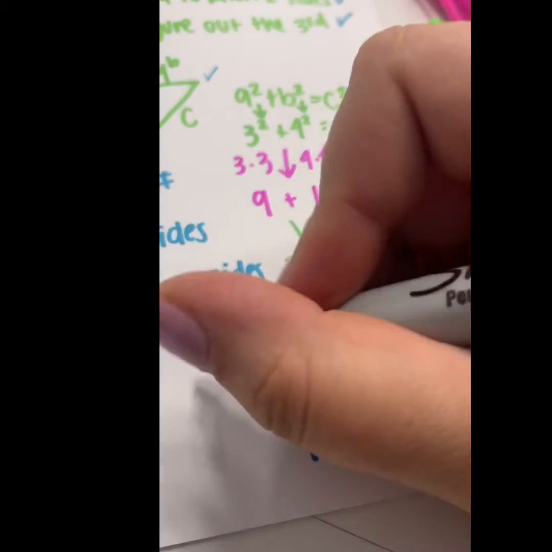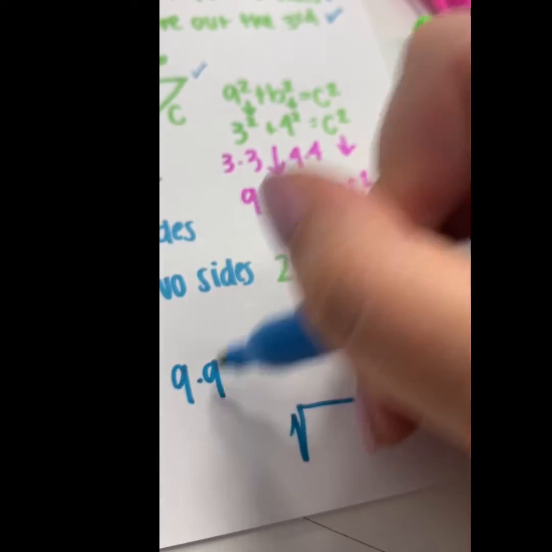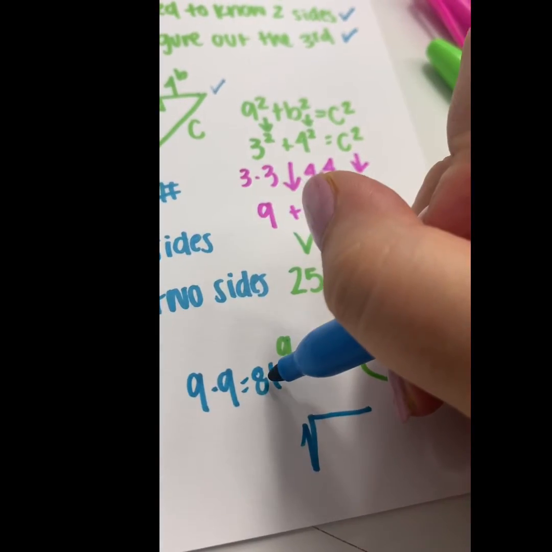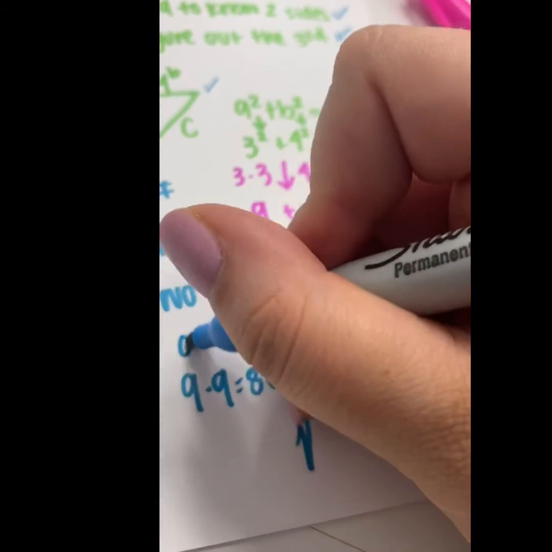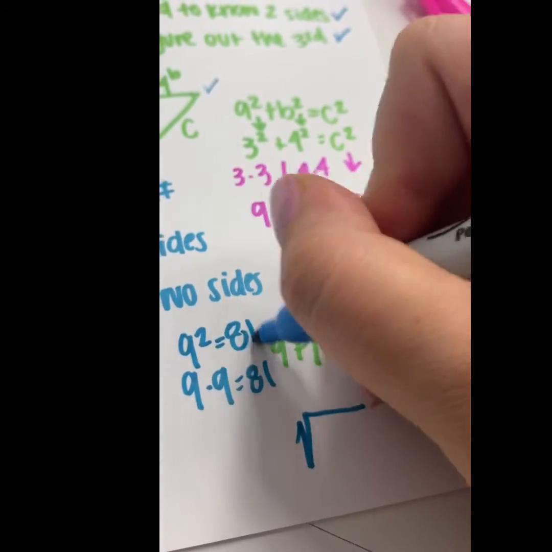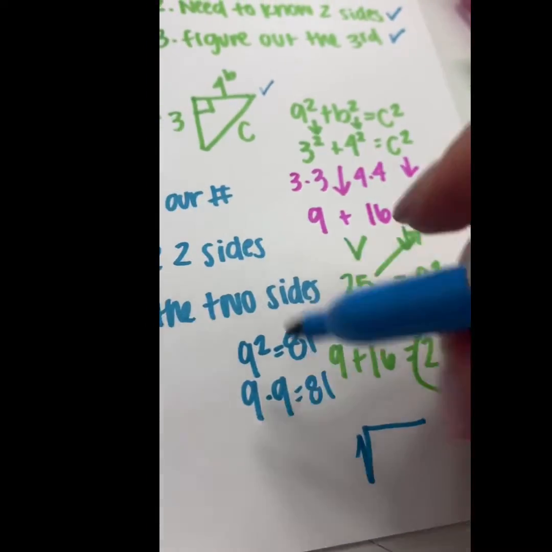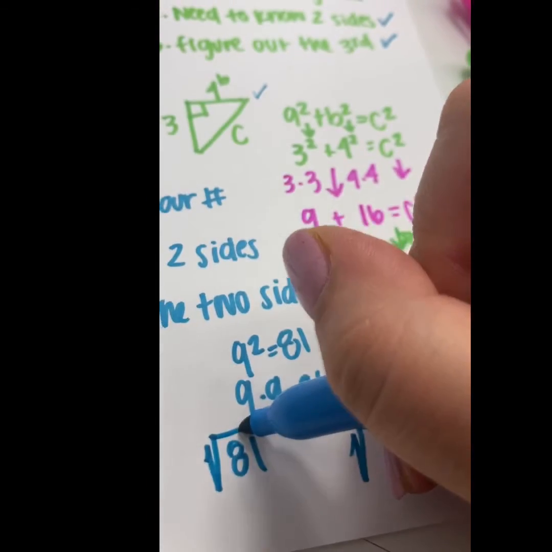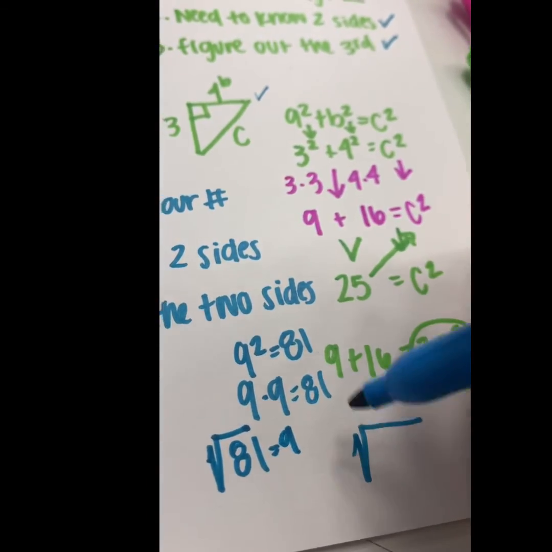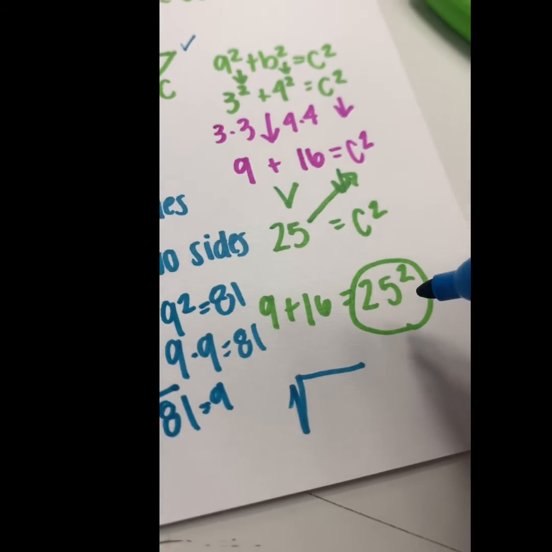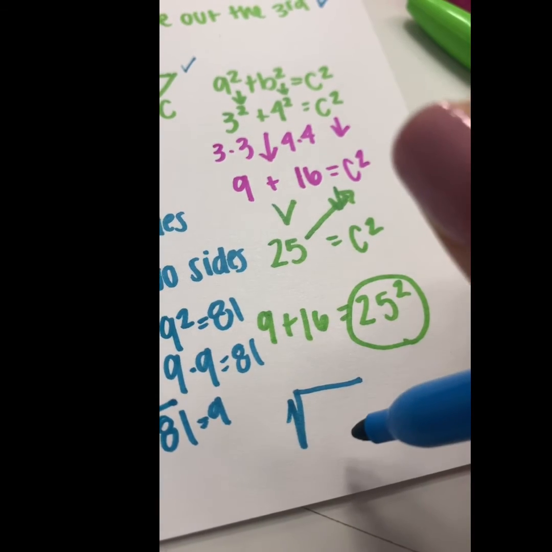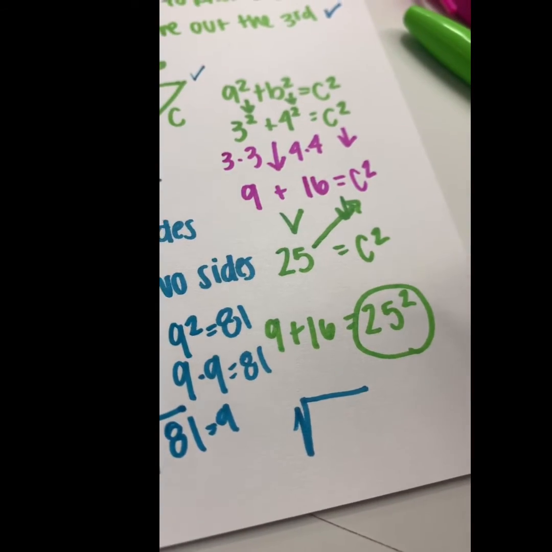Now, the square root is like undoing squared. So for example, 9 times 9 is 81, right? This would be 9 squared is equal to 81. Now to undo that, we would take 81 and we would square root it and we'd get 9. So for 25, we're looking for two of the same numbers that multiply together to equal 25. Now again, you can do this on your calculator or you can do it in your head.